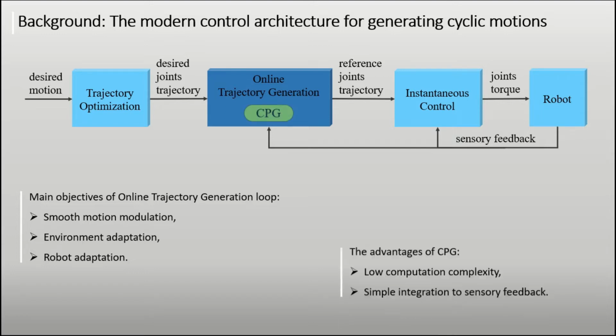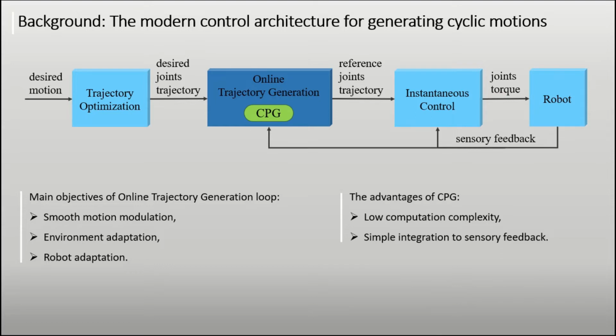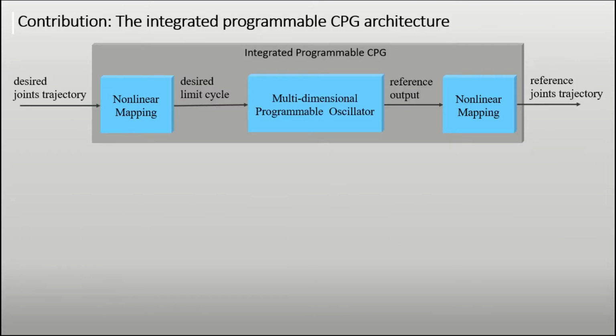Among the various methods that have been presented for online trajectory generation, the central pattern generator, or CPG for short, has two main advantages. First, low computational complexity, and second, simple integration of sensory feedback. Our proposed integrated programmable CPG consists of three main parts: two nonlinear mapping functions and one multidimensional programmable oscillator.